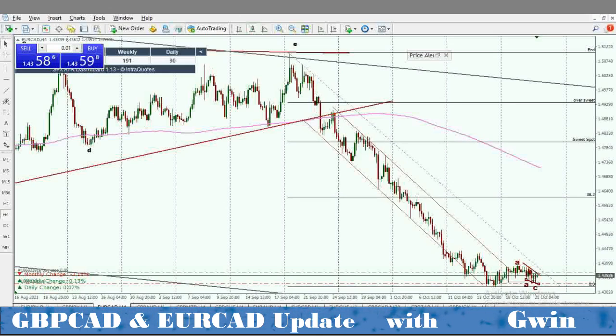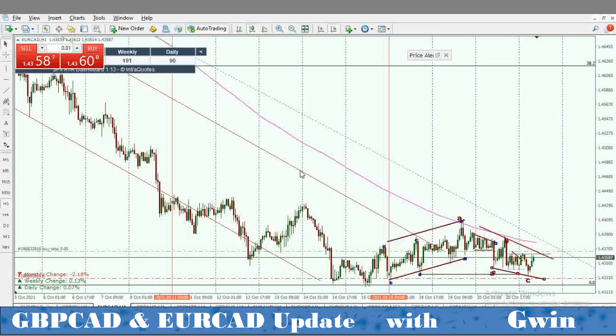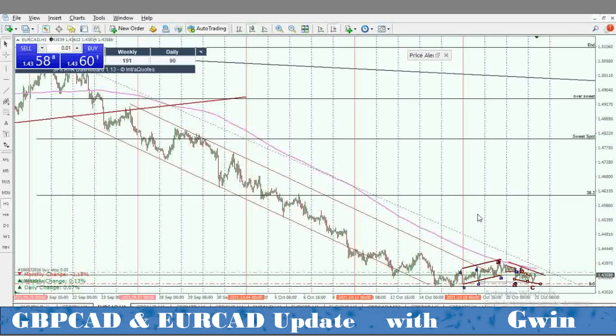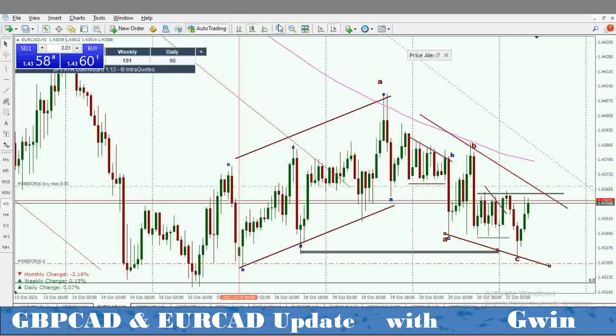We can also choose to take advantage of another fib level. You can also take the 23.6 for this one. But in my setup here, I don't have the 23.6, so rather I'm going to take a fib extension as my take profit.